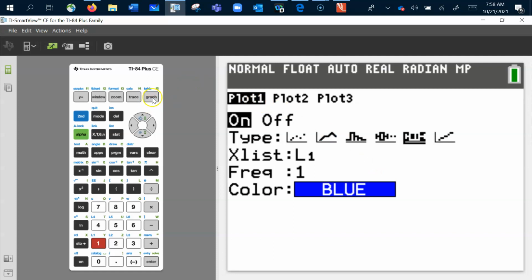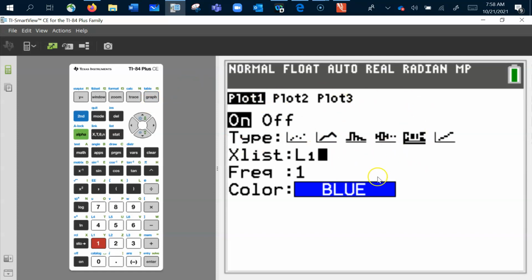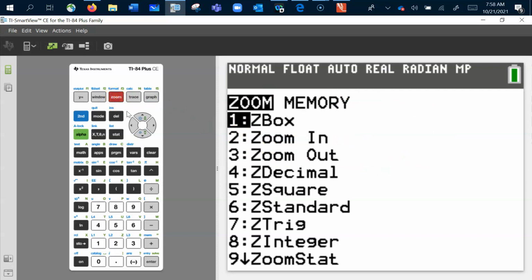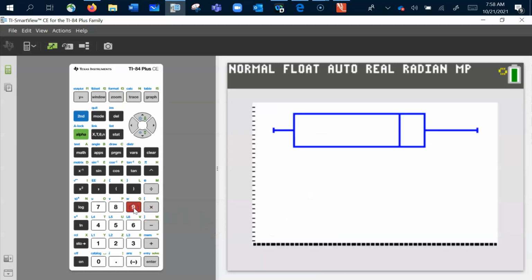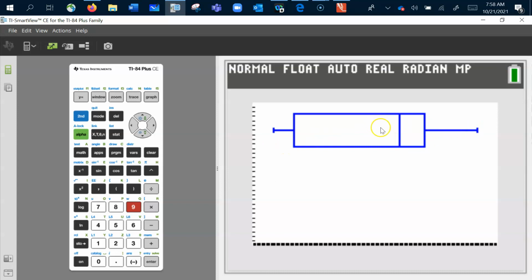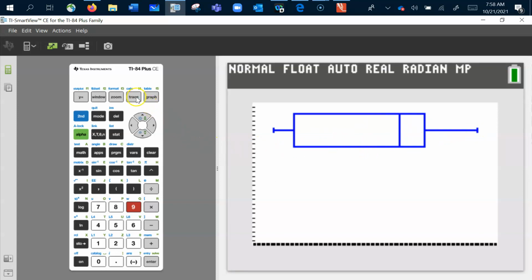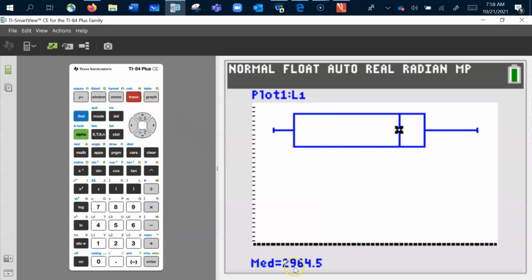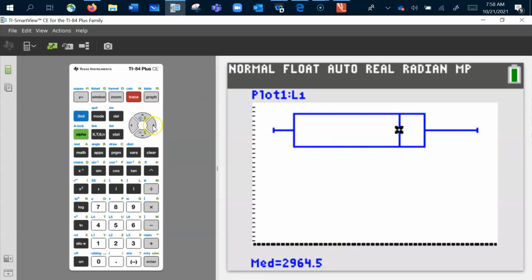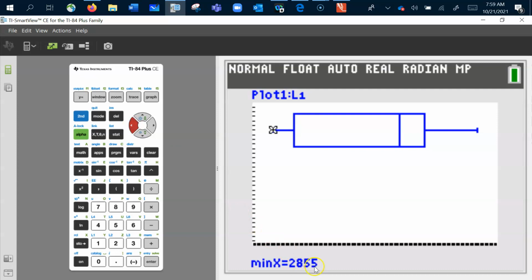Before I hit the graph button, I want to make sure my calculator puts a proper scale to this. So I'm going to hit the zoom button, and then if you hit option 9, it tells the calculator to make the correct stat window for the graph that you're going to make. So I'm going to hit 9 here. And there it graphs it for me. Now, if I want to see what the values are on the box plot, I can simply hit trace. Here it says the median is 2,964.5. Simply using the right arrow or left arrow, you can move back and forth. There's Q3. There's the maximum, 3,032. Moving left, there's Q1, 2,873. And there's the minimum, 2,855. Using that Zoom 9 feature, you don't have to worry about making a window for this to graph. It just does it automatically.